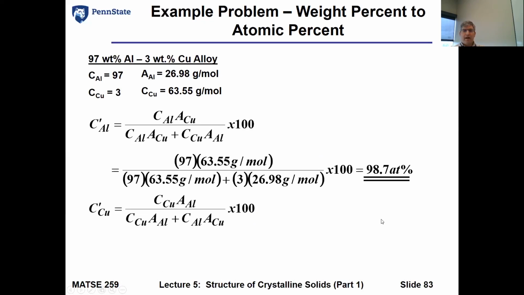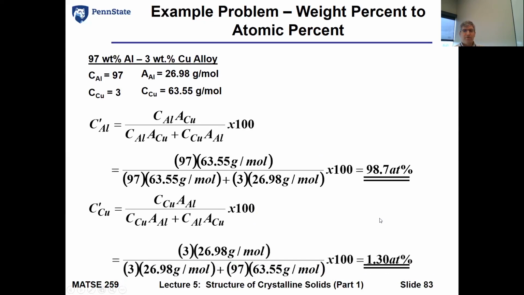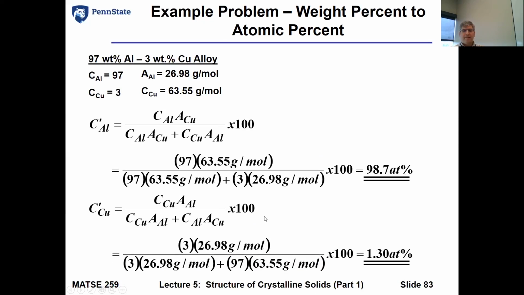And in a lot of cases, we know that it has to equal 100, so it is a check on that. I like to solve for both to make sure that I didn't make a mistake in the first equation. You can take a shortcut, solve for one, and then just subtract the other one from 100. I don't always recommend that.